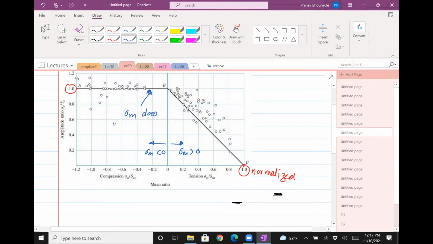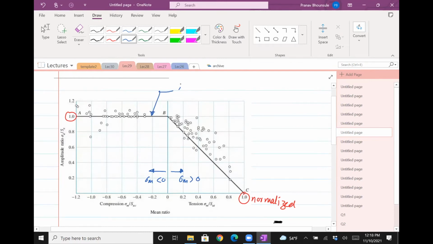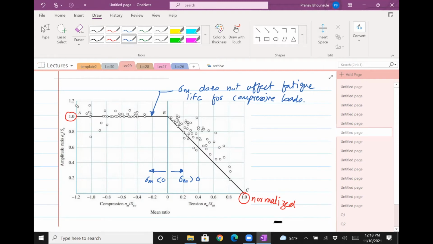sigma m does not affect fatigue life for compressive loads. In other words, sigma m has no effect. So you could just run this experiment with some sigma m equals 0 or 5, whatever you want, and that will not really affect when there's compression. Okay, so that's only for the negative half, not for positive sigmas.